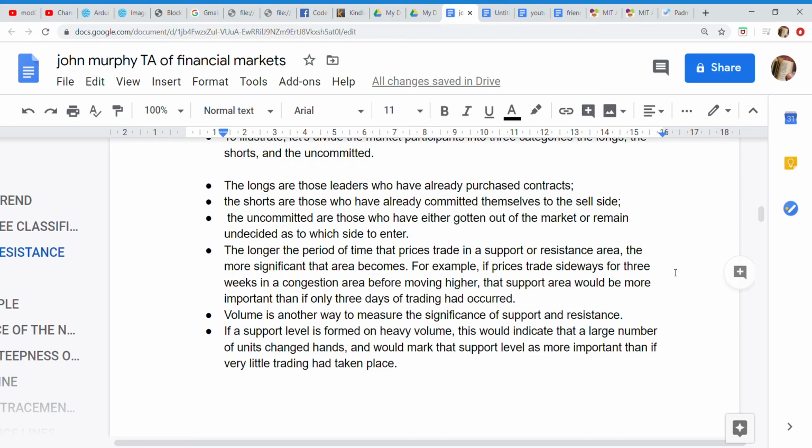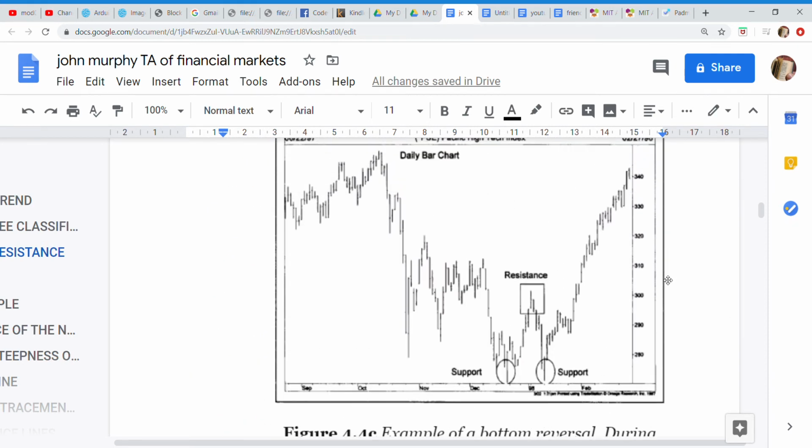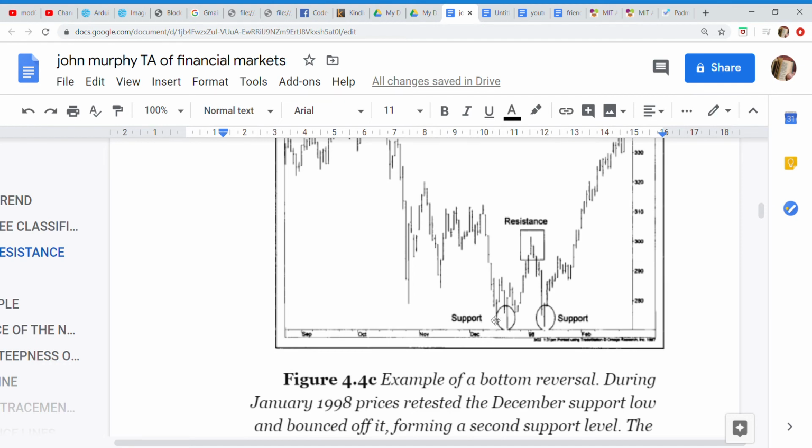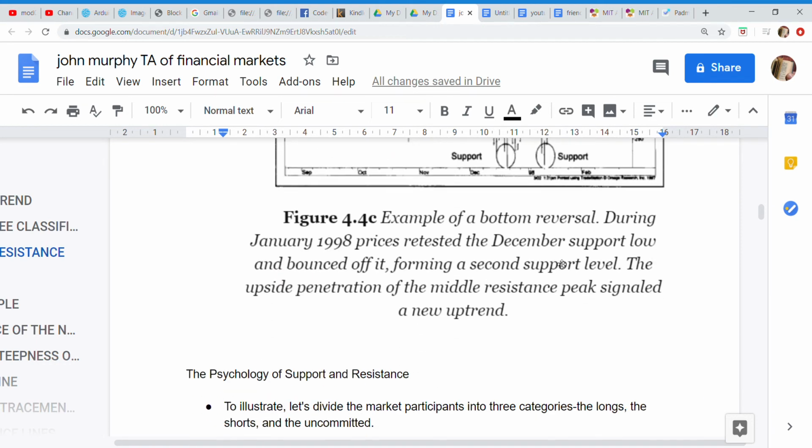Volume is another way to measure the significance of support and resistance. If a support level is formed on heavy volume, this would indicate that a large number of units changed hands and would mark that support level as more important than if very little trading has taken place. So these are support and resistance levels. So this is the support level, this is the resistance level.